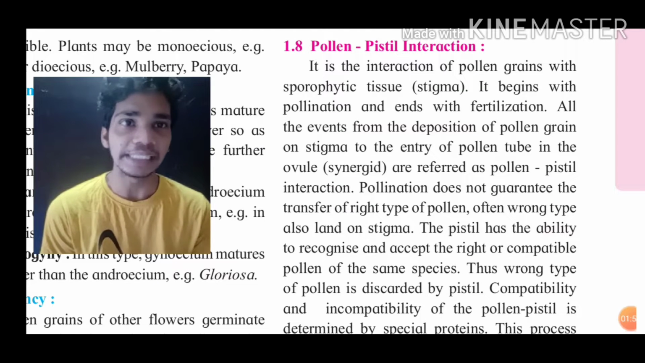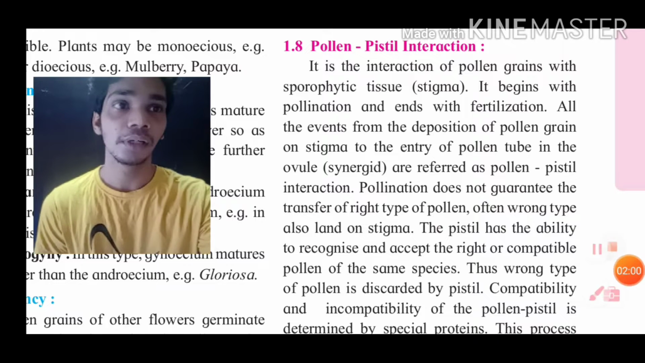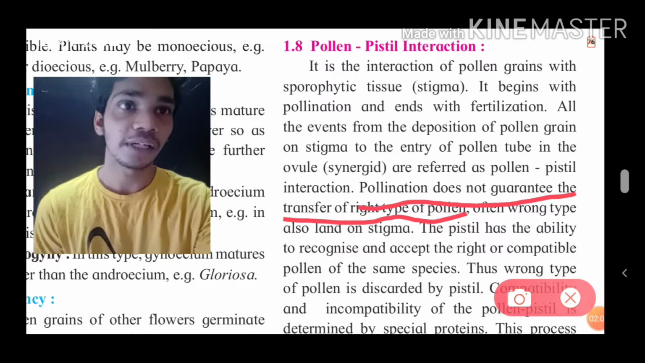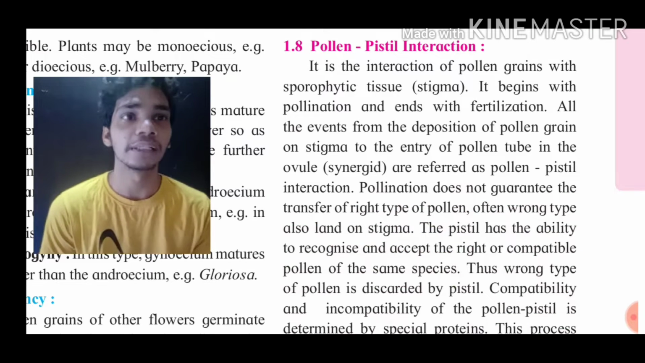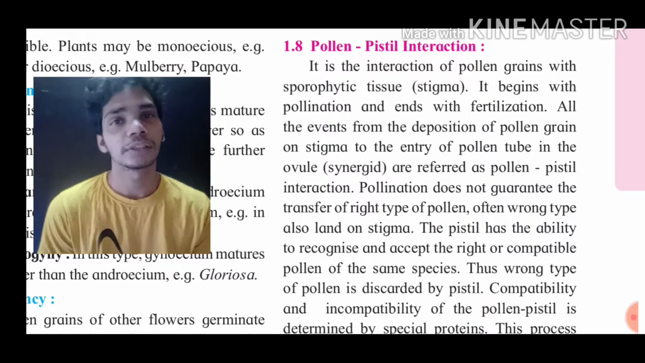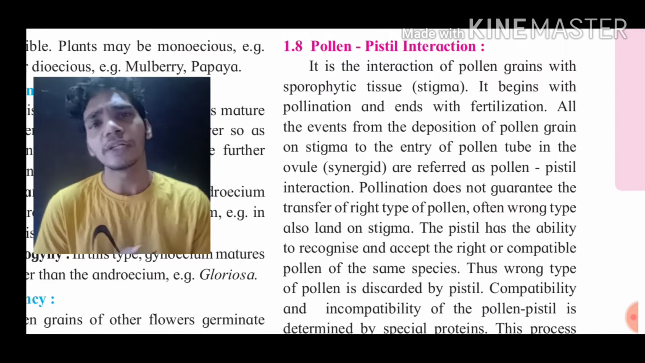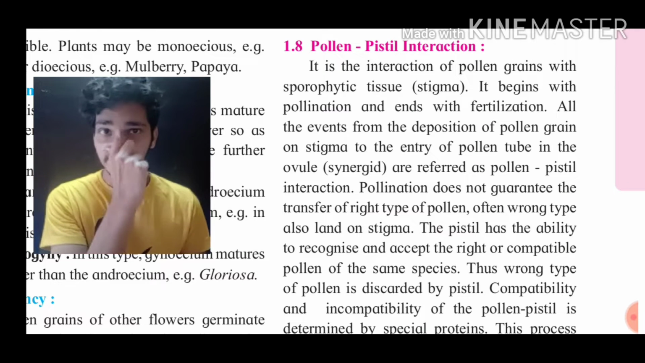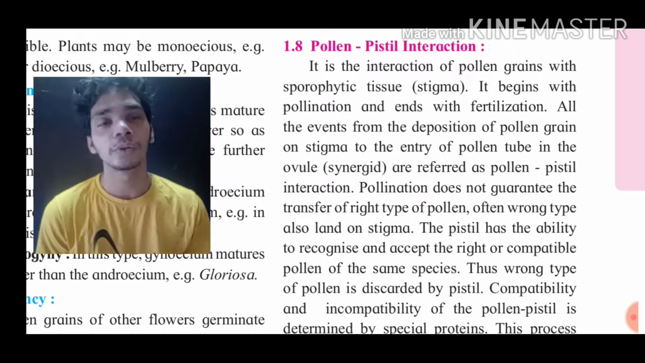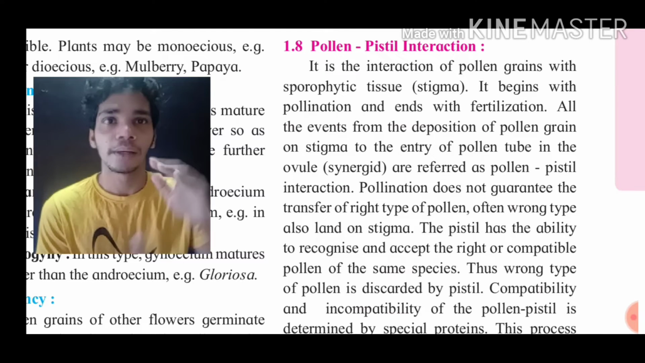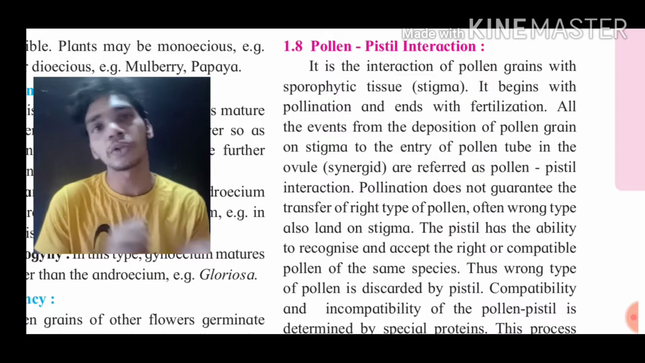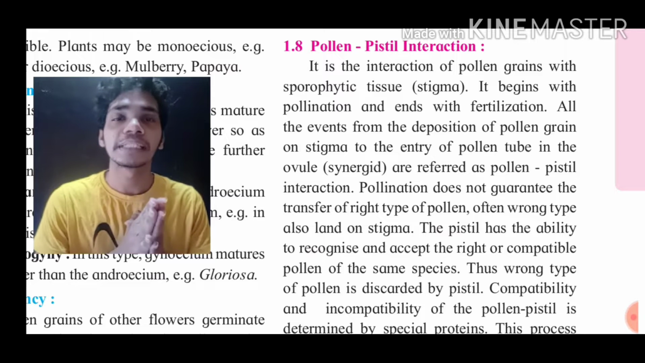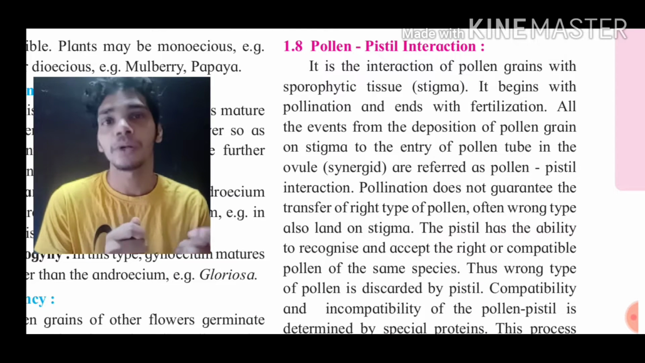Pollination does not guarantee the transfer. You have to underline this very well. Pollination does not guarantee the transfer of the right pollen tube. Pollen of the wrong type often also lands on the stigma. Sometimes the quality of the pollen grains is not dependable. So in this case, a variety of pollen grains get deposited on the stigma. But what is the problem here? We don't know what is compatible and what is incompatible. So this is the mechanism where the pollen pistil interaction takes place, which plays an important role.